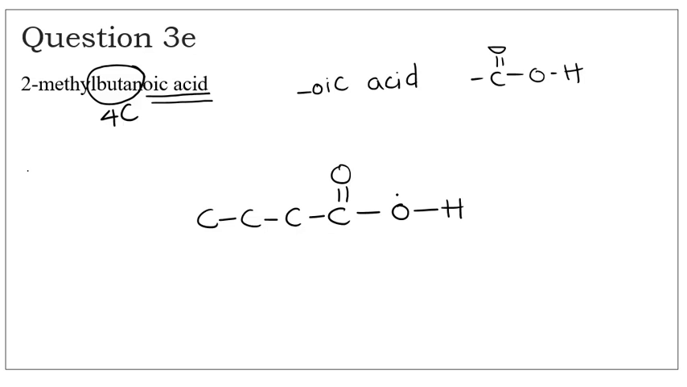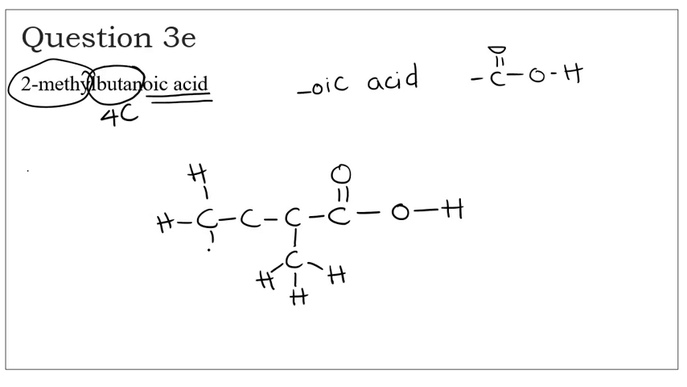Now, because carboxylic acid is the principal functional group, this carbon is actually considered carbon 1. So when it says that there is a methyl coming out of carbon 2, it needs to be this carbon, not that. So I'm going to draw a methyl group. And then I'm going to finish with hydrogen. 1, 2, 3.